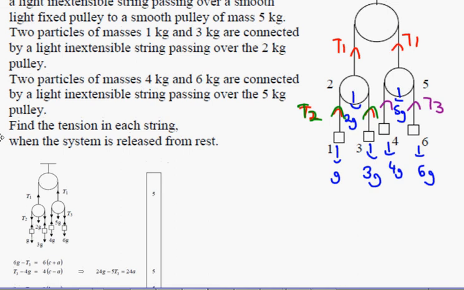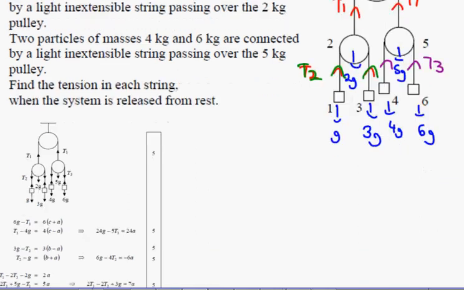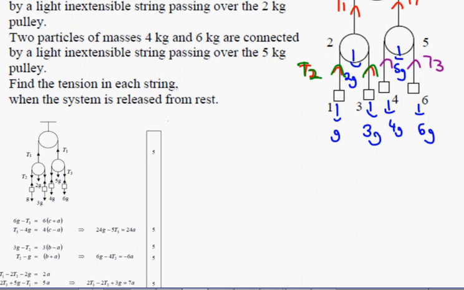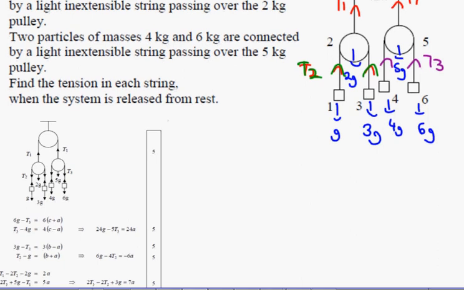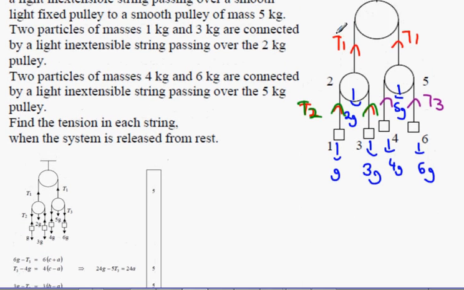Okay, so which one will be which? So 6G minus 2G. Let's do this as B. So you're going to be A. Now, which system do you think is going down? The 5 is going down. So I'll do A like this. The 5 is going down and the 2 is being raised upwards.